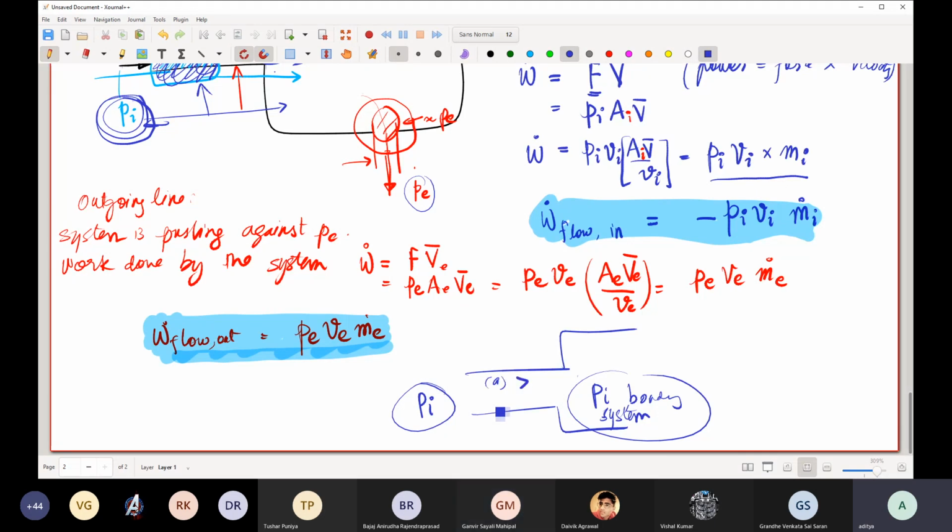Option A, larger; option B, lower; option C, equal. Which sign should come here? If P boundary is larger, then there cannot be a flow here, right? In fluid mechanics, you have learned this: this pressure has to be larger than this so that there is a flow in this direction.